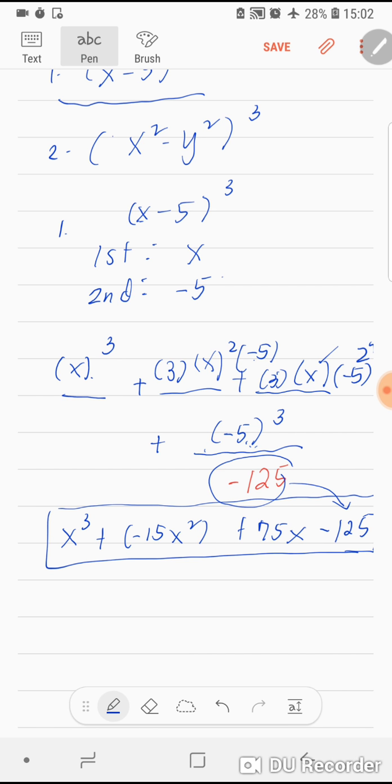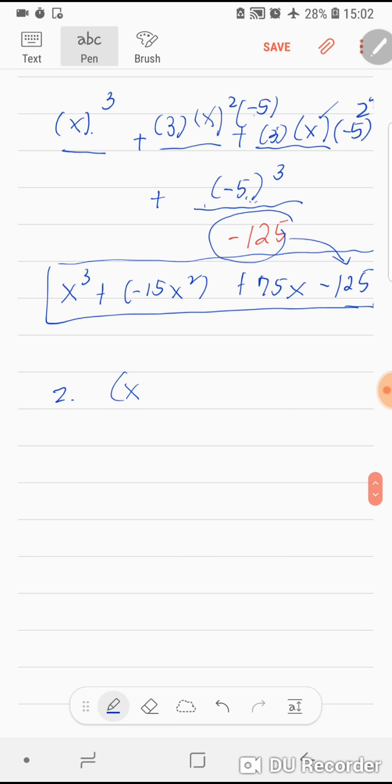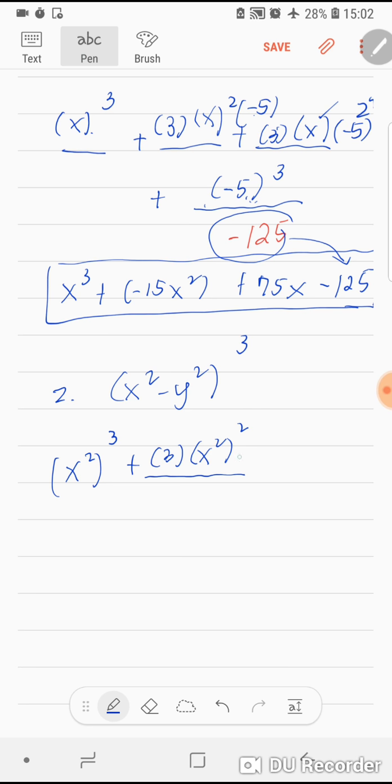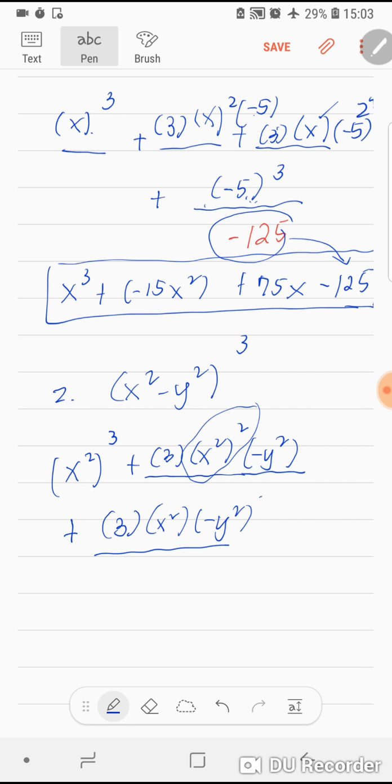So let's have the second one, (x² − y²) cubed. Write x squared to the power of 3, plus, don't forget, bring down 3, then x squared, then times negative y squared. So we're done with the second term. Then for the third term, bring down 3 again. Since we're done squaring x squared, it will be the turn for negative y squared. And then plus negative y squared to the power of 3.